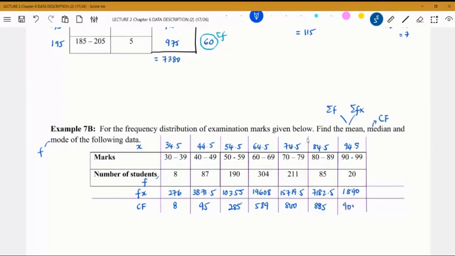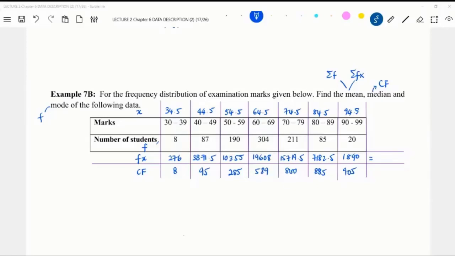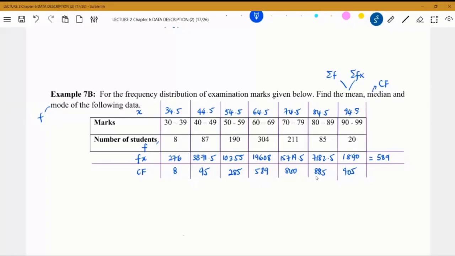Okay, can someone calculate for me the summation of fx? Summation fx, what do we get? Total it please. 58902.5. Okay, good. So this one is the summation of fx.